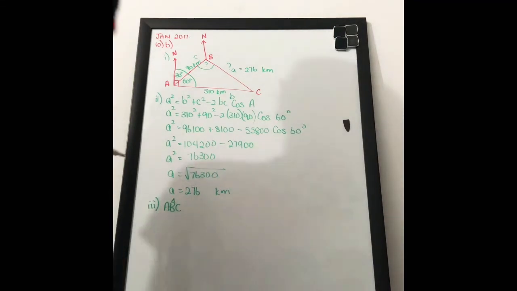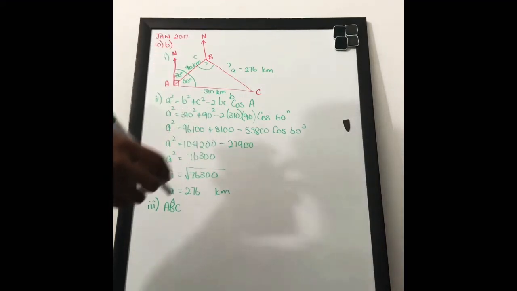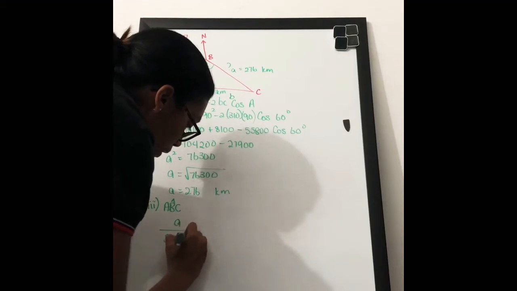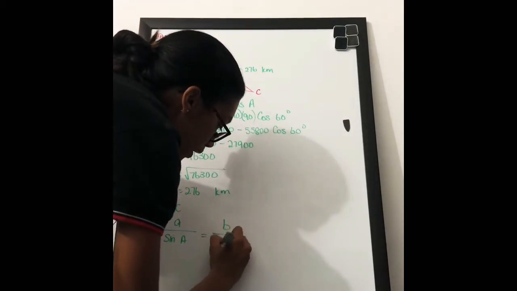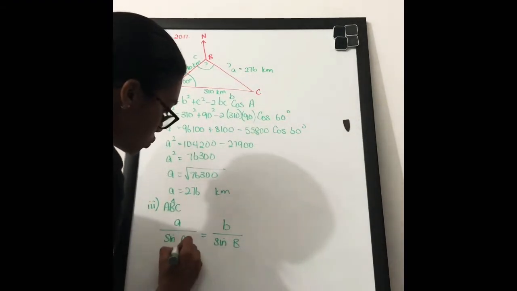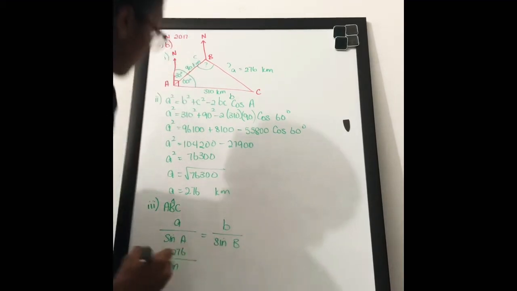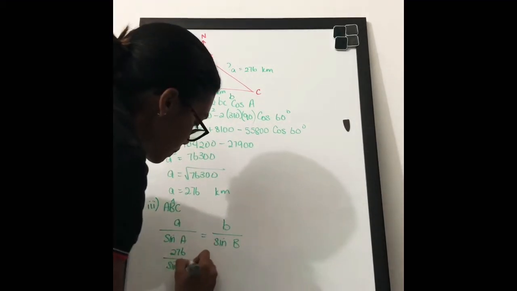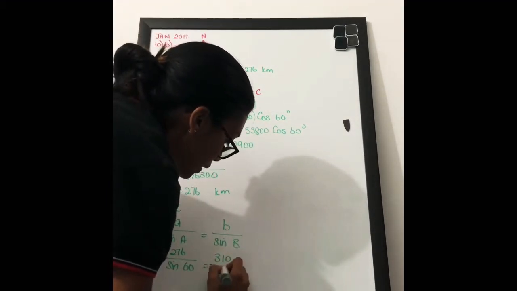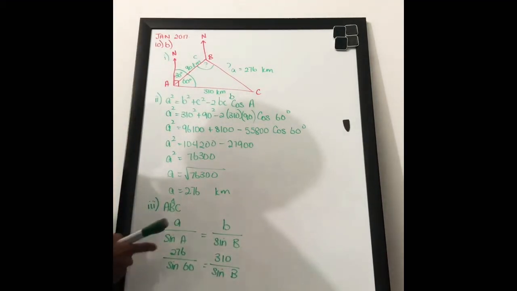Alright, so I'll do it the two ways, okay? I'll do the sine rule at the bottom here, and then I'll do cos on top of there, right? So the sine rule will be A over sine A equal to B over sine B, right? Small a is the side, so we have 276 over sine of A, which is 60 degrees, equal to B, which is 310, and we want to find the angle at B. So we cross multiply here.